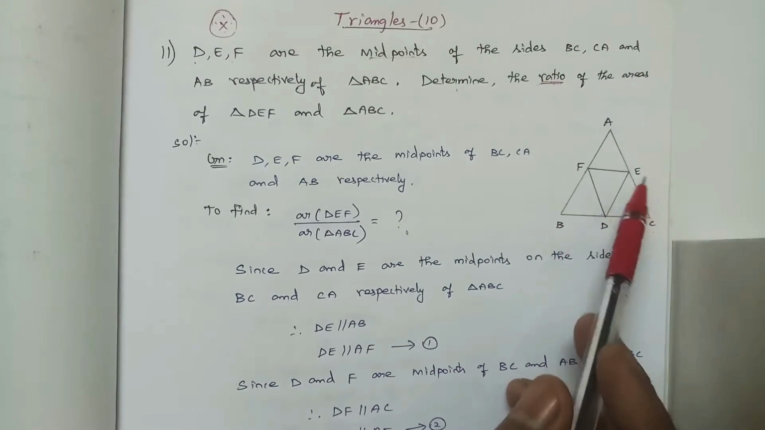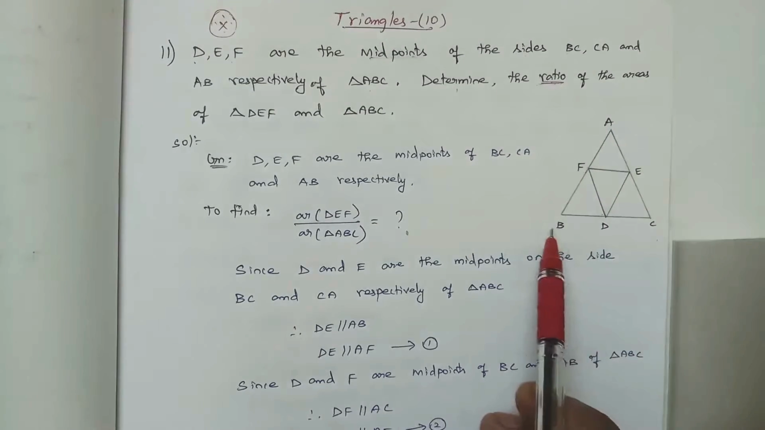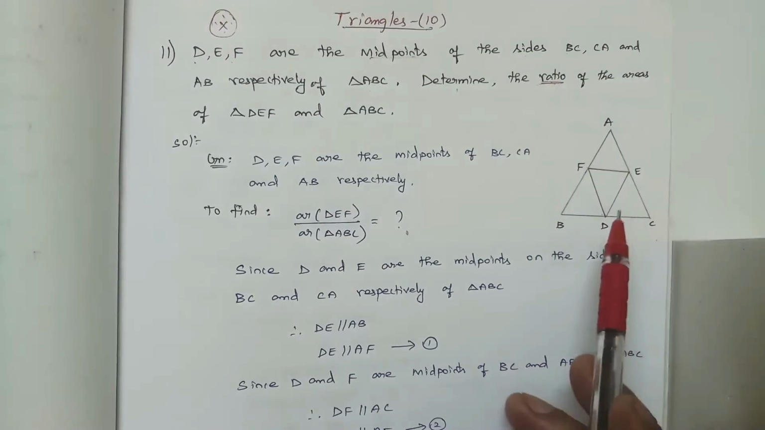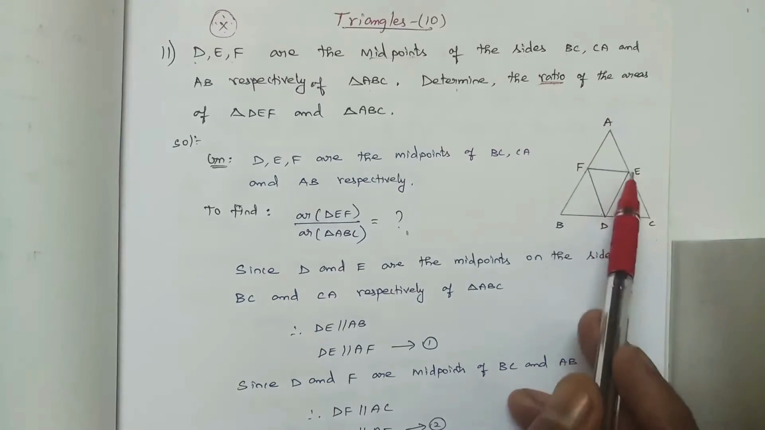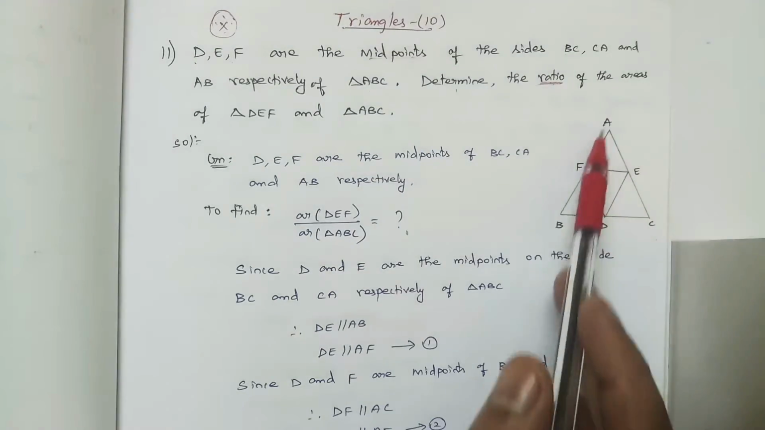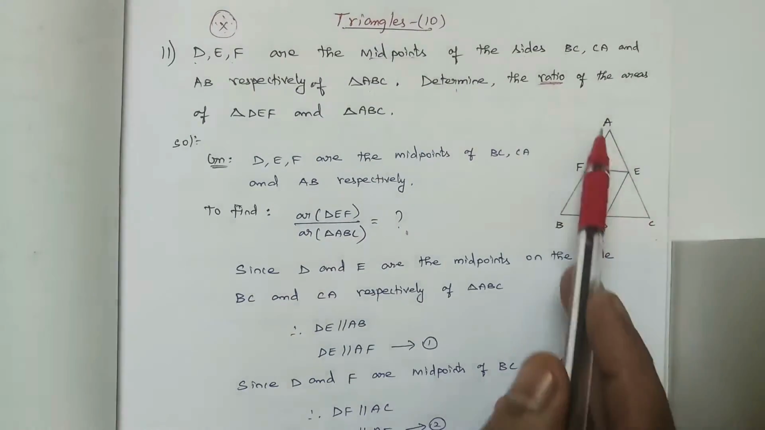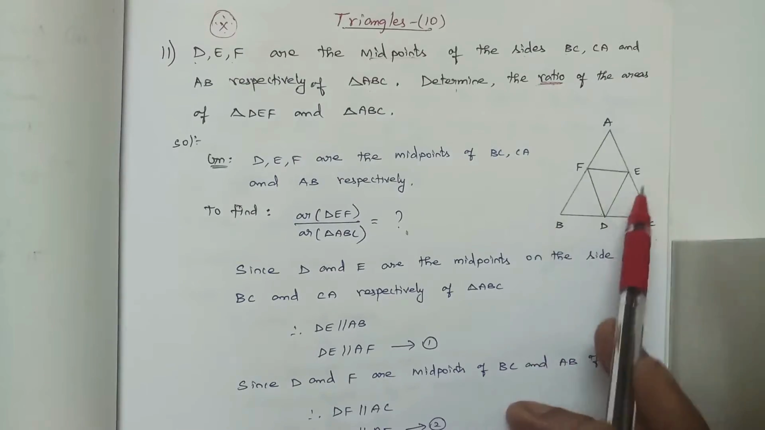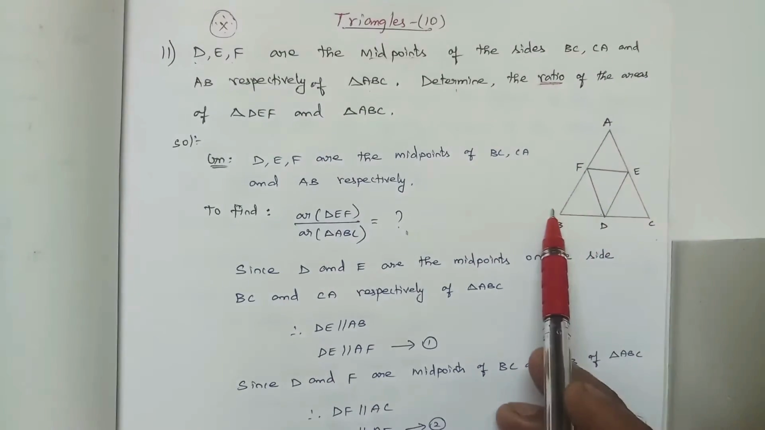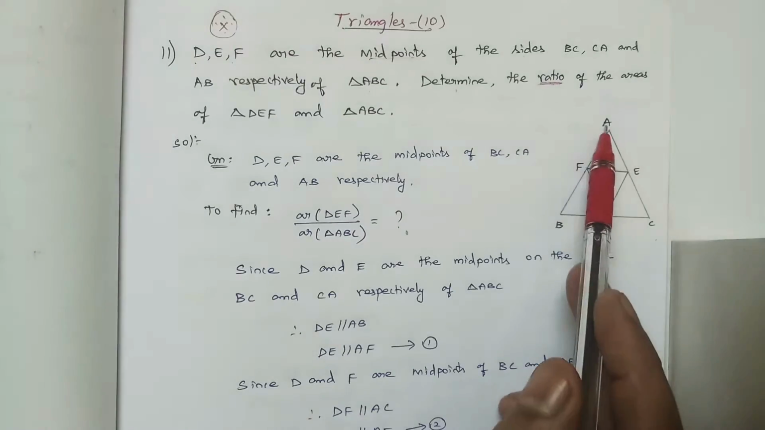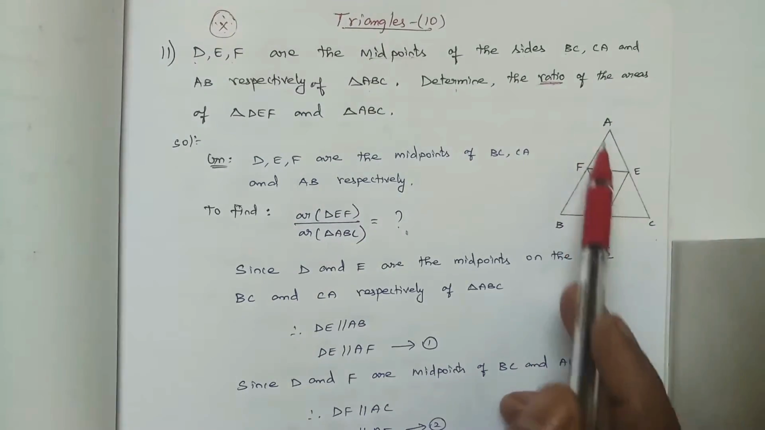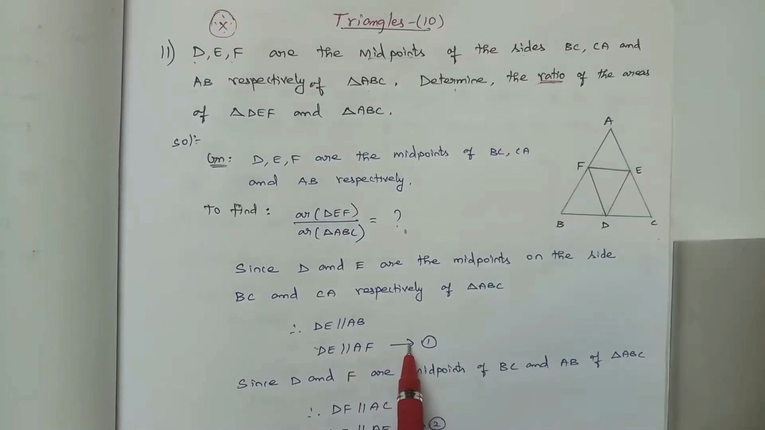see here, D and E are the midpoints of sides BC and AC. Then we can say that DE is parallel to AB. If DE is parallel to AB, surely DE is parallel to AF. Take it as equation number 1.